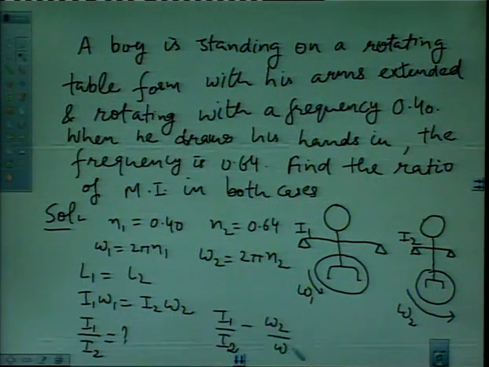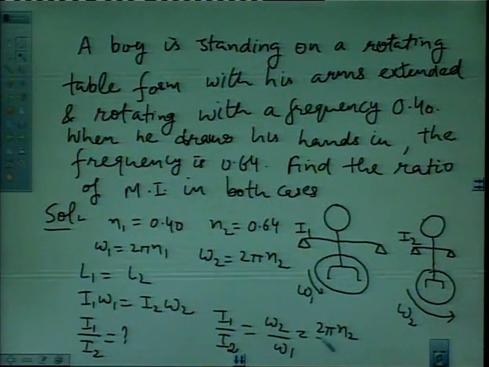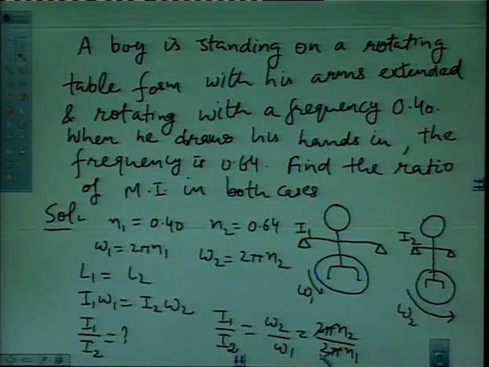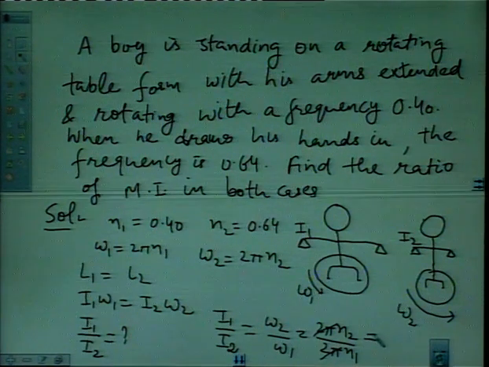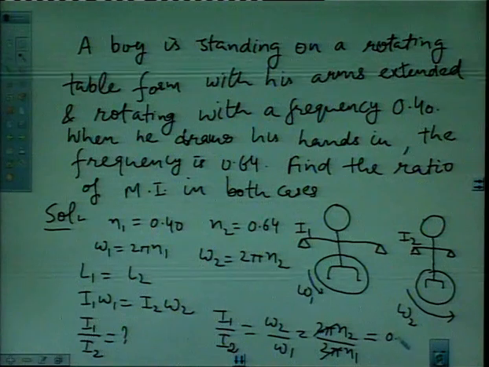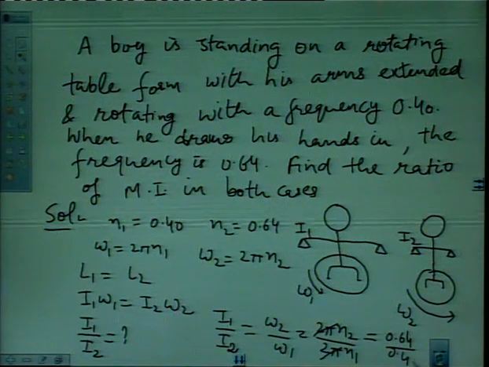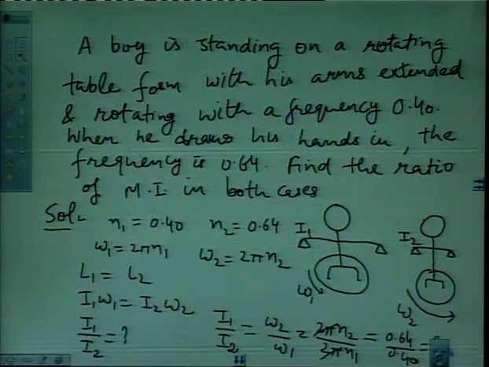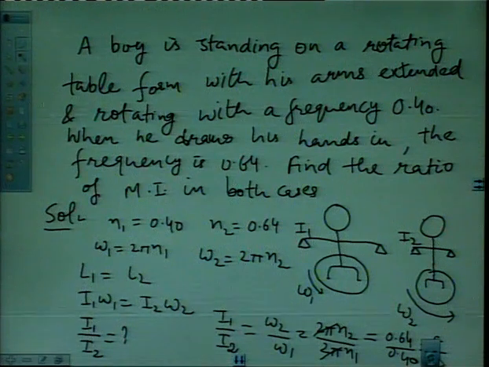So, I1 upon I2 is equal to omega 2 upon omega 1, this is equal to 2 pi into n2 upon 2 pi into n1. 2 pi has been cancelled with 2 pi. So, I1 upon I2 is equal to n2 upon n1, n2 is equal to 0.64 and n1 is equal to 0.40. So, when we cancel this, we have the ratio 8 upon 5. So, this is our final answer. So, now let us take some another example.